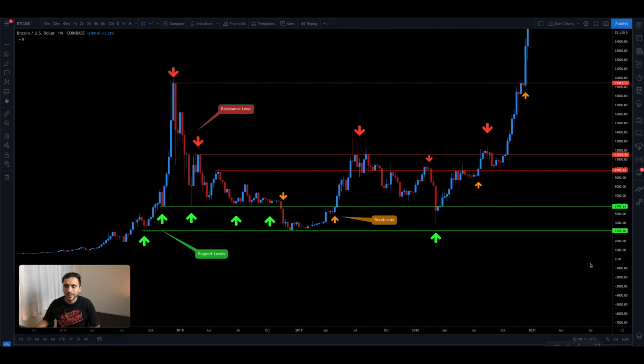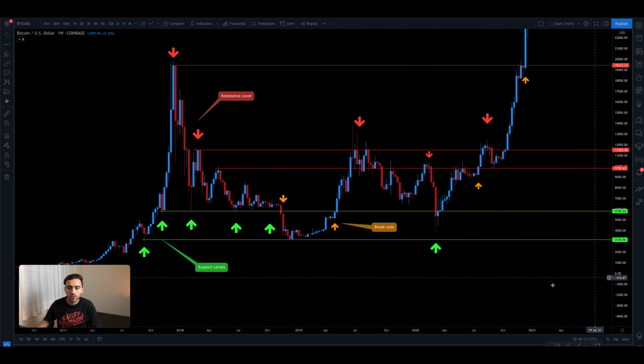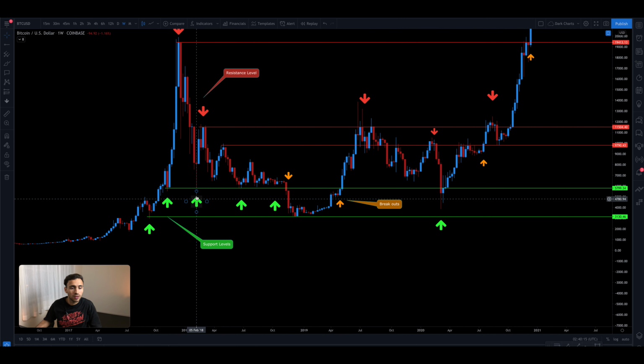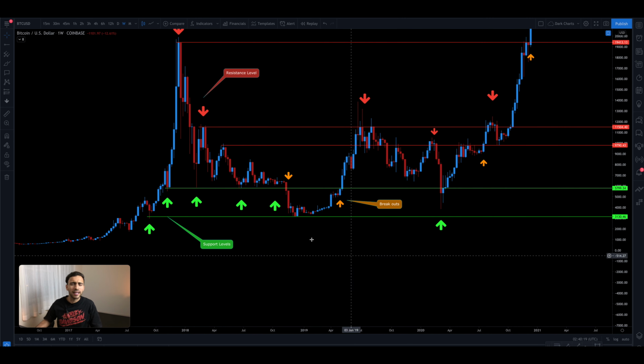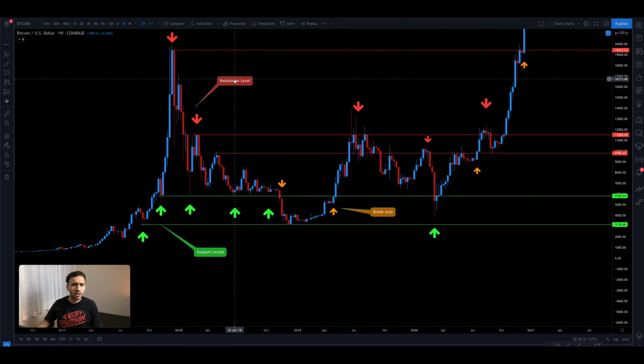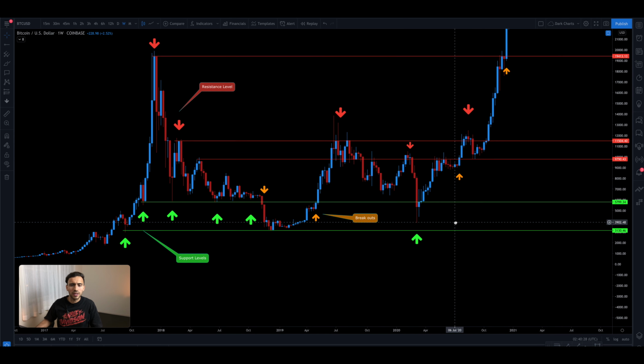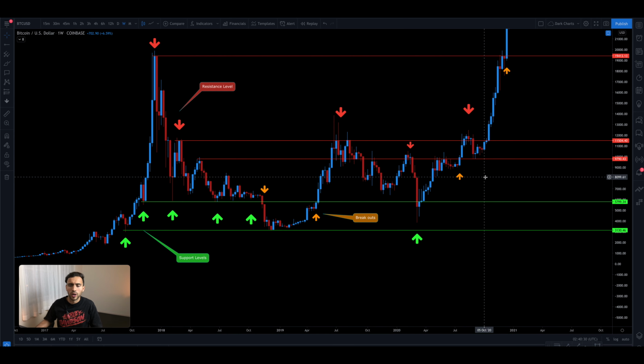All right, here we go, guys. So right here, I just drew up some charts. These green arrows and levels are going to be support levels, and then the red ones are going to be resistance levels. And then the orange ones are going to be breakthroughs. And this is on the weekly. I always like to check on the weekly before I start to go from top to bottom. So weekly, daily, and then the 4 hour.